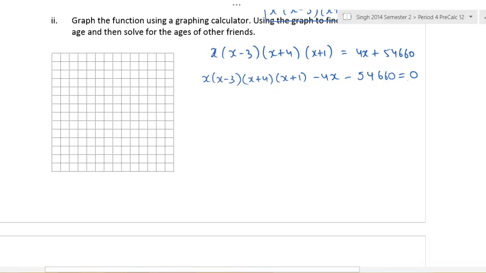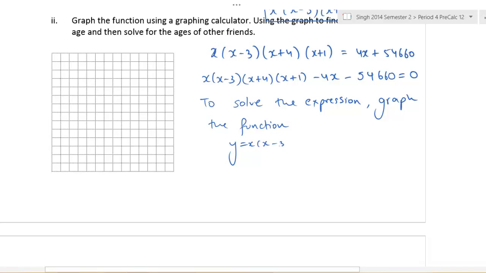Once we've got an equation equal to 0, to solve this problem, graph the above function, and look for zeros.